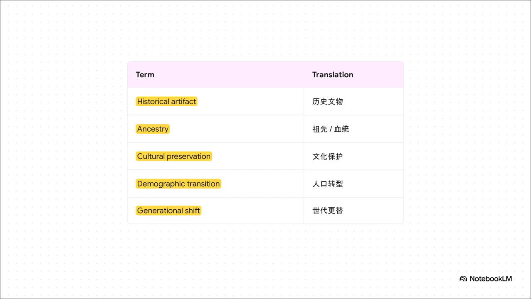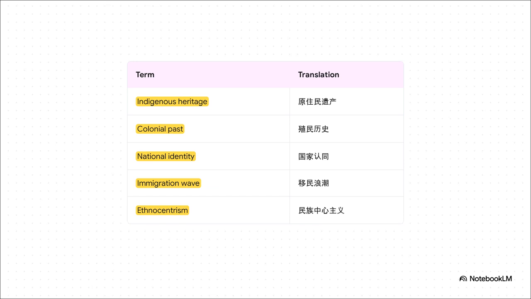And generational shift. Generational shift. 世代更替. A perfect phrase to describe changing workplace norms, going from baby boomers to Gen Z in Speaking Task 6. Moving on, indigenous heritage. Indigenous heritage. 原住民遗产. Vocabulary related to indigenous history frequently pops up in advanced reading modules, so make sure you master this one. Colonial past. Colonial past. 殖民历史. Knowing this term helps you neutrally navigate and really comprehend historical texts in Reading Part 4.